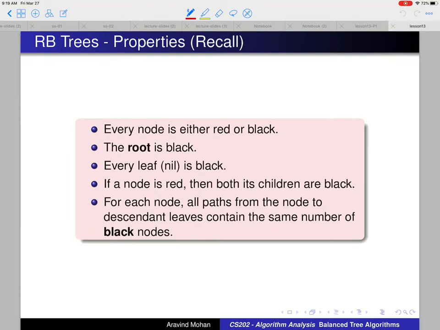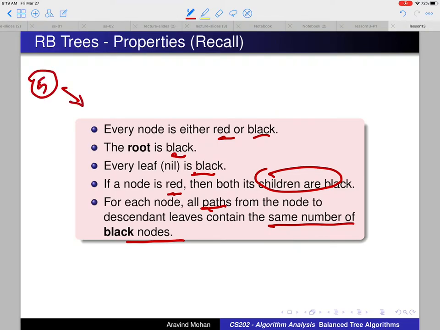Every node in a red-black tree is either red or black in color. Meaning all the nodes have a color associated with them, right? And then the root node has to be black. All the leaf nodes have to be black. If a node is red, then its children have to be black, right? And then all the paths should have the same number of black nodes. So these are the top five properties of red-black trees, right? It's important for us to remember these properties.